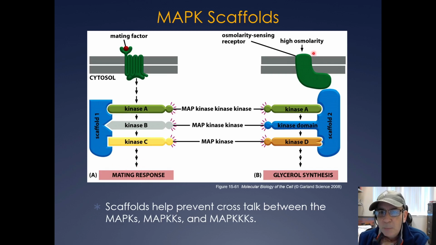Okay, the same thing happens with osmolarity. You can have an osmolarity sensor, and that will have a scaffold protein, and you get signaling through the various MAP kinase kinase kinase, MAP kinase kinase, and then the MAP kinase. It turns out the scaffold protein in yeast, which I remember from when I was in graduate school, is called Ste5. If you get rid of the scaffold, this gets all messed up and the yeast are actually sterile, which is how it got its name. Okay.